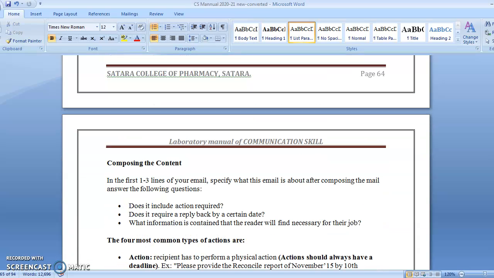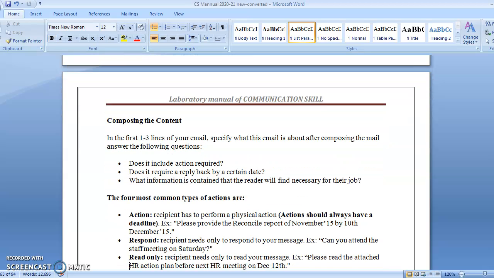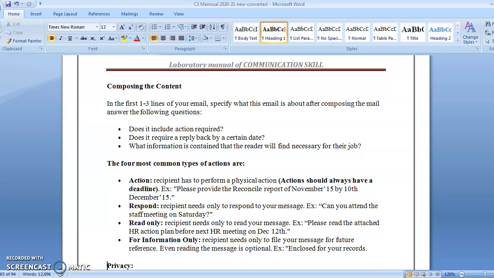The next part of the body is the composing content. Here you are waiting for the required action, so you have to mention in the composing content that you are waiting for feedback. In this part you are mentioning the action required. There are four most common types of action, so we write email for these common types.